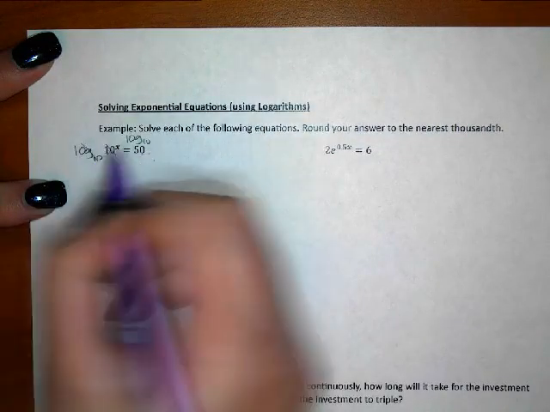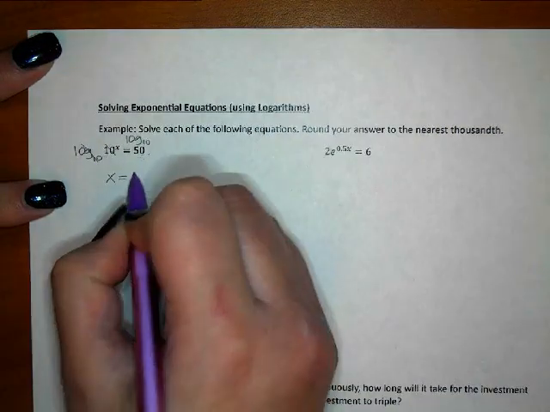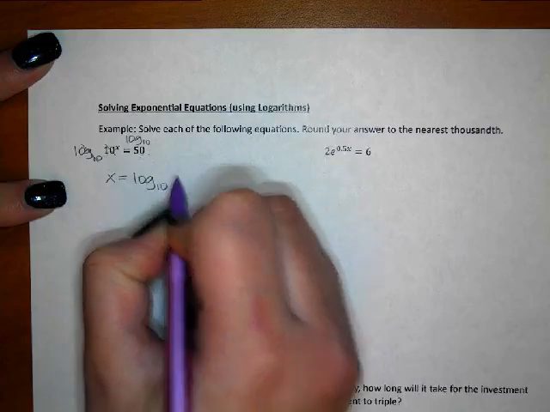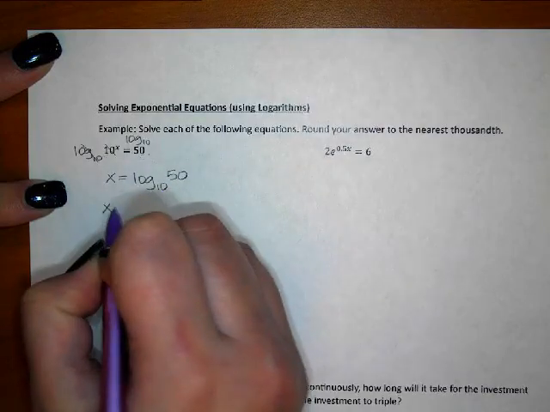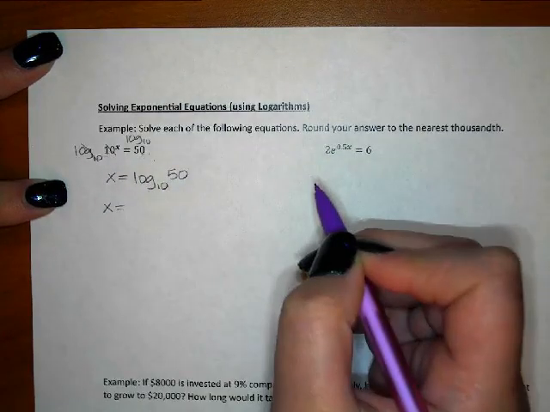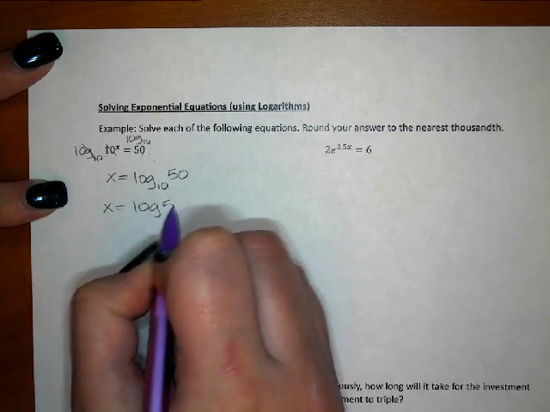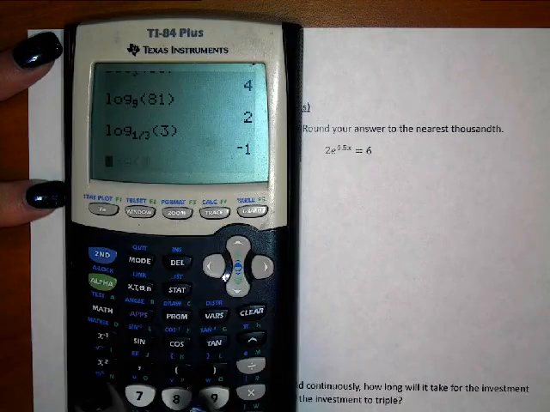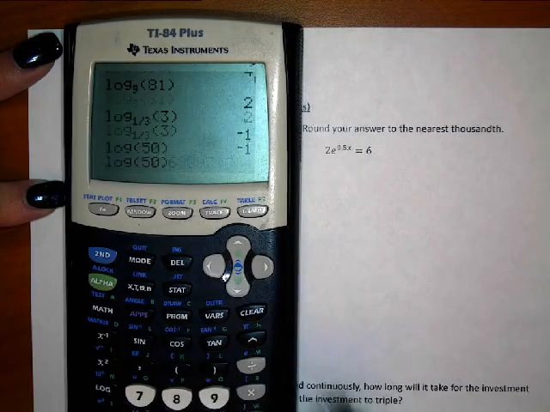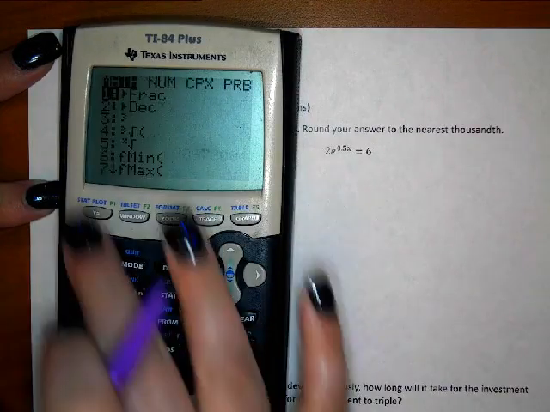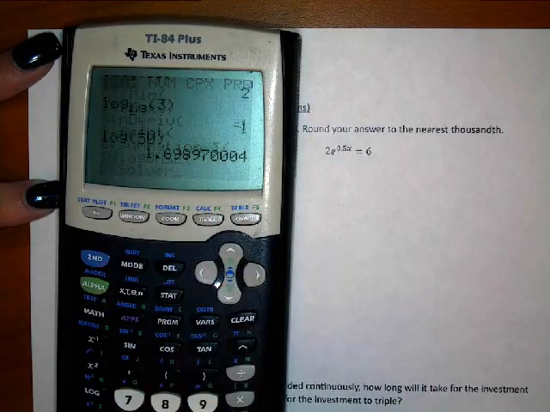And we know that log base 10 is that common logarithm where you don't actually have to write the base. So you can just say x equals log 50. And we can type that into our calculator, log 50. And if you forgot and you went ahead and used the math button, that's fine. You can do log base 10 of 50 and you're going to get the same answer. So 1.699.